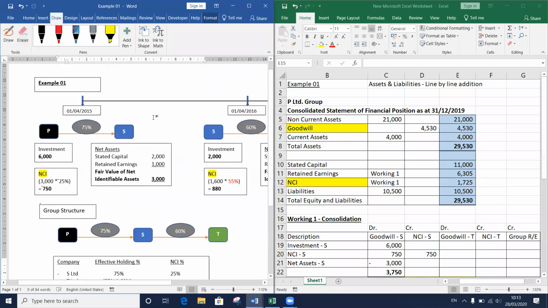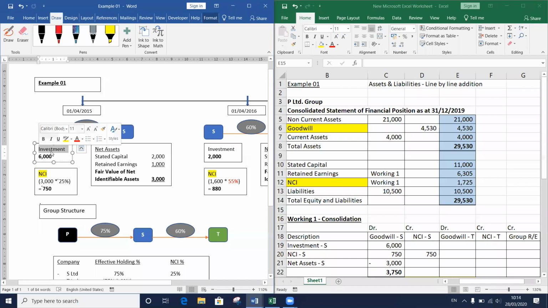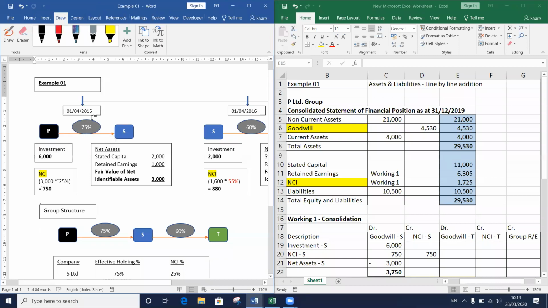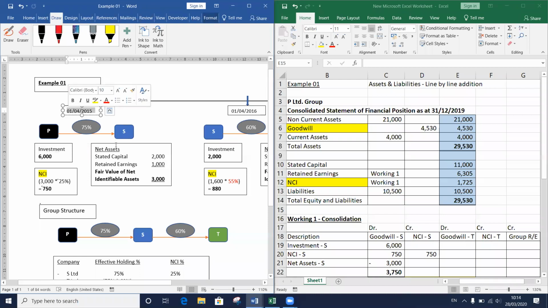If I summarize everything again, what do we need to do first? First we need to have this big picture, right? We need to draw this big picture. When drawing it, these are a must: the date, we should know who acquired whom and when, what percentage was acquired, and how much was invested, which we can see from the balance sheet. Then, as at the acquisition date, how much were the net assets of the acquired company? Net assets means those equity components, stated capital and retained earnings only.